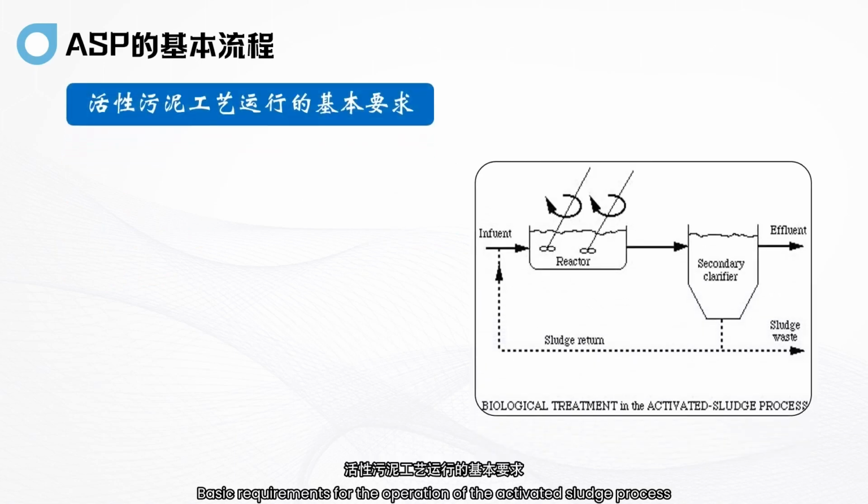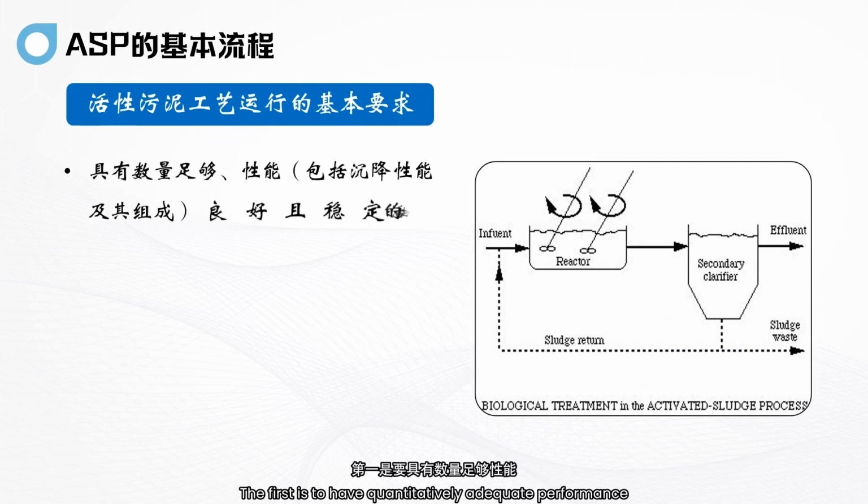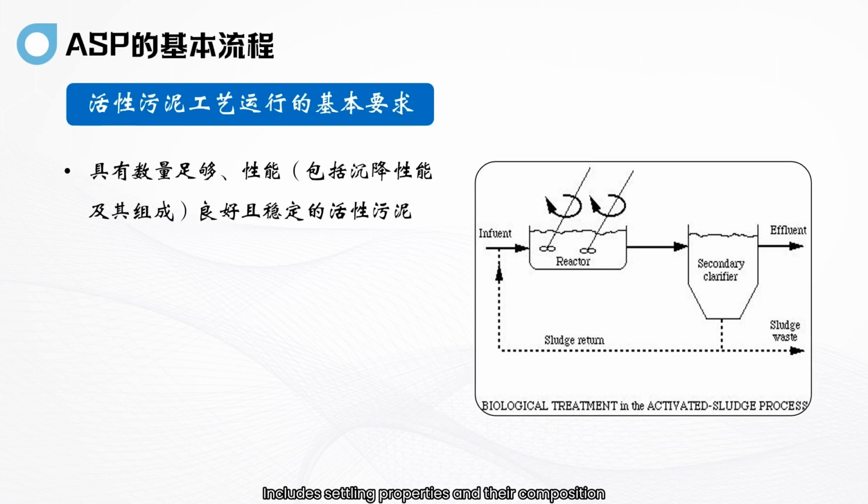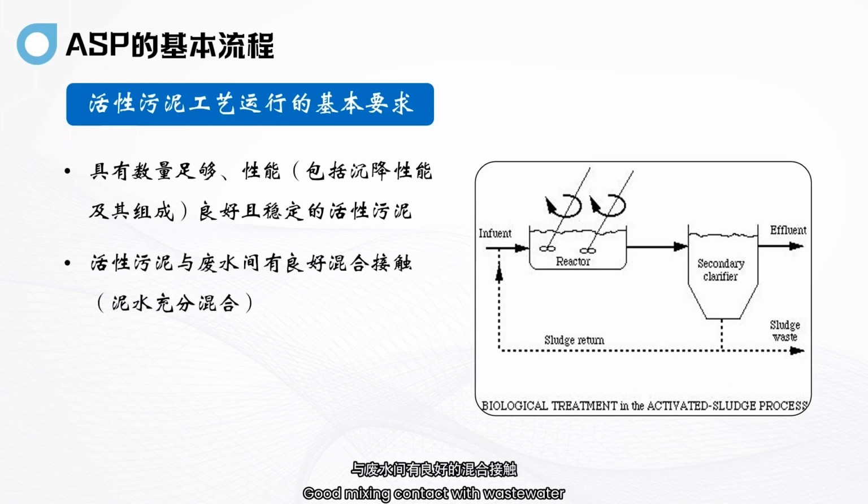Basic requirements for the operation of the activated sludge process. The first is to have quantitatively adequate, good and stable activated sludge, including its settling properties and composition. The second is that the activated sludge has good mixing contact with wastewater, that is, mud and water should be well mixed. The third is to have enough dissolved oxygen.